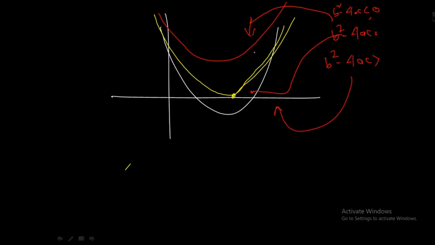No sir. Then what was the problem for this? x square plus 4x plus 3. Now for this equation the discriminant is greater than 0, so we'll get the graph represented by this white line.